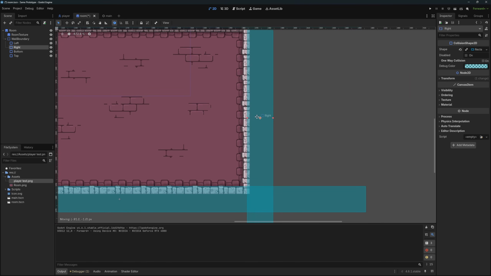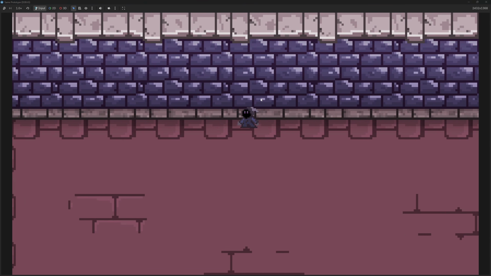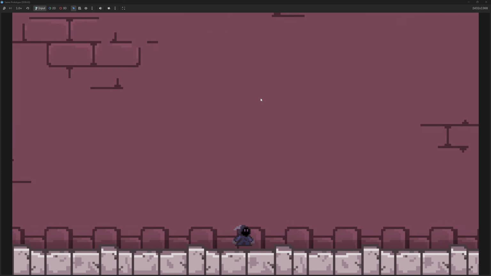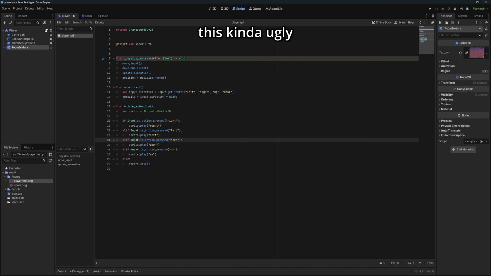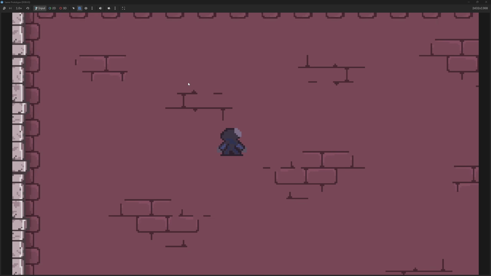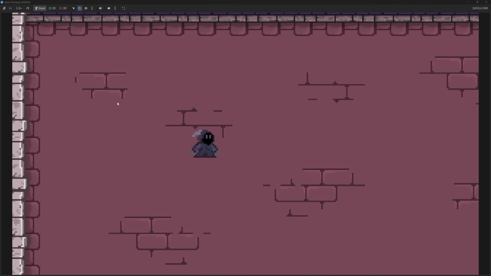Importing them was a bit confusing at first, especially the animations. In Unity I could just use sprite files directly, but in Godot I had to convert them to PNG first. The animation system felt different, but once I understood it a bit more, I actually liked it.